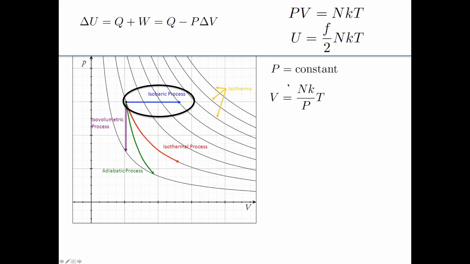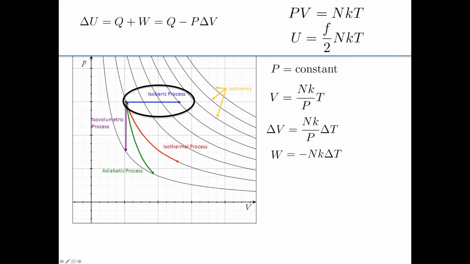If the pressure is constant, this time rearranging the ideal gas equation, we get that volume is proportional to temperature with this constant of proportionality here. And therefore the change in volume is proportional to the change in temperature. Now substitute this expression for delta V in the expression for work. So remember, work is minus P dV. Well, if you multiply this equation by minus P, you get that the work is minus NK times delta T. So the work done on the gas when you move horizontally is minus NK times the change in temperature.